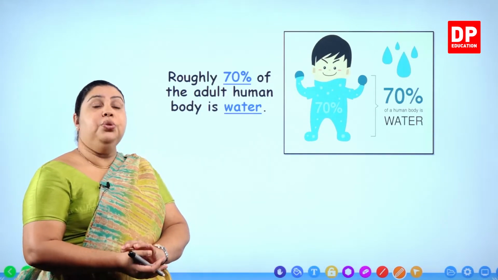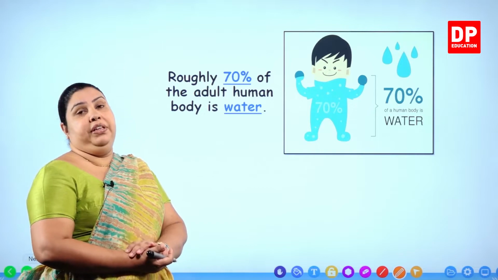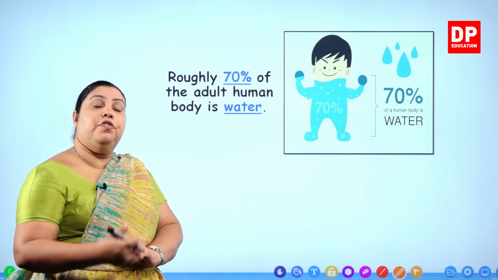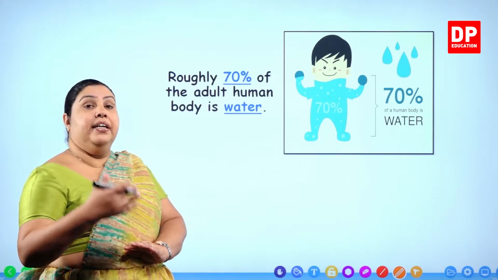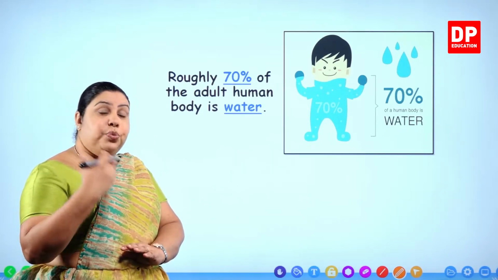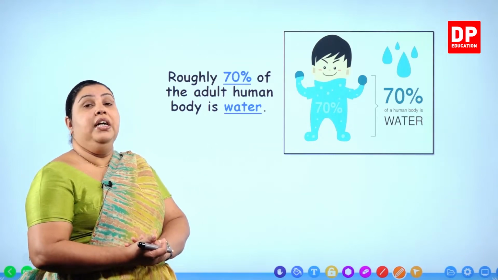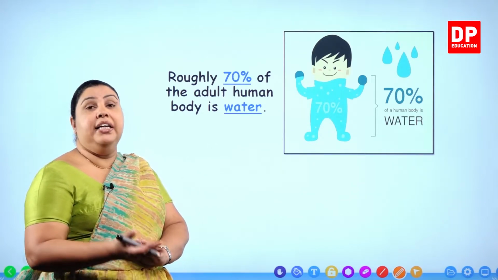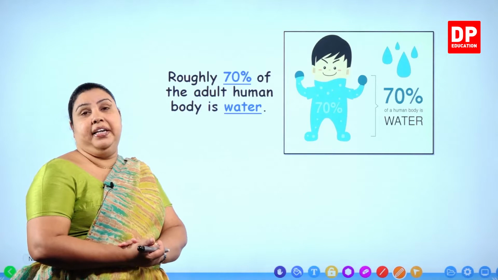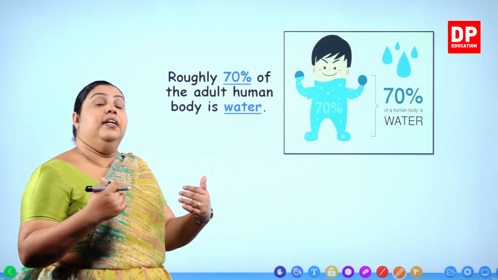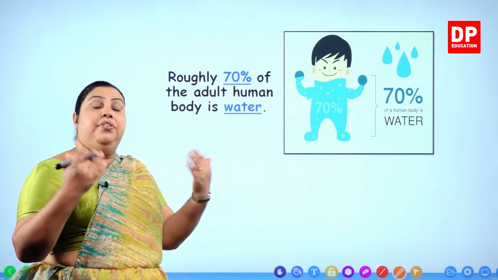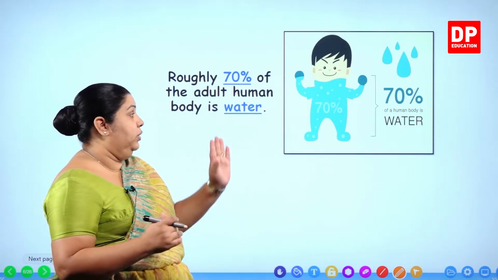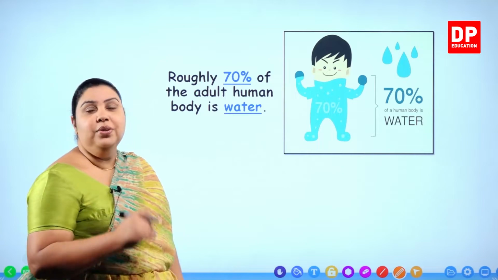So we need to fill our body with water because in certain forms we lose water from our body. When we sweat, when we play in the playground, we start sweating. So we have to add that water into our body by drinking water all the time. So this is something that you have to remember.